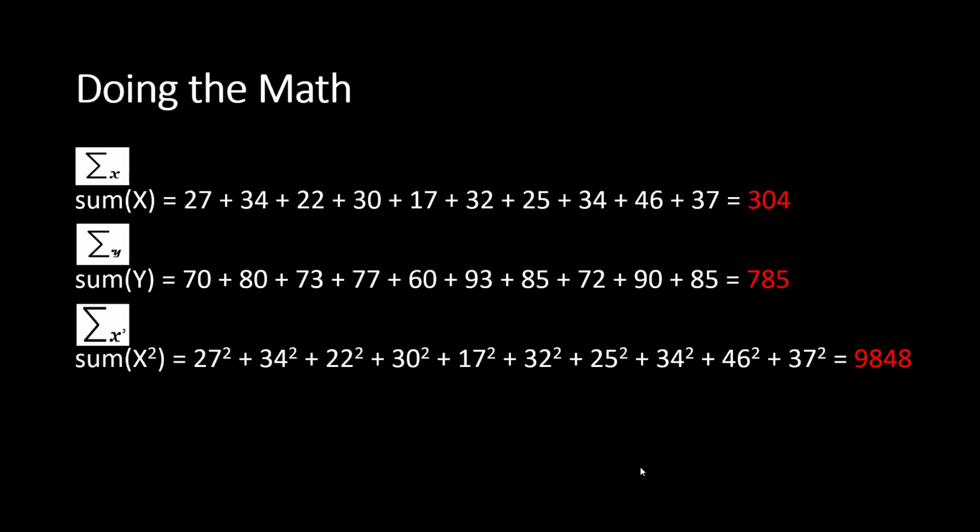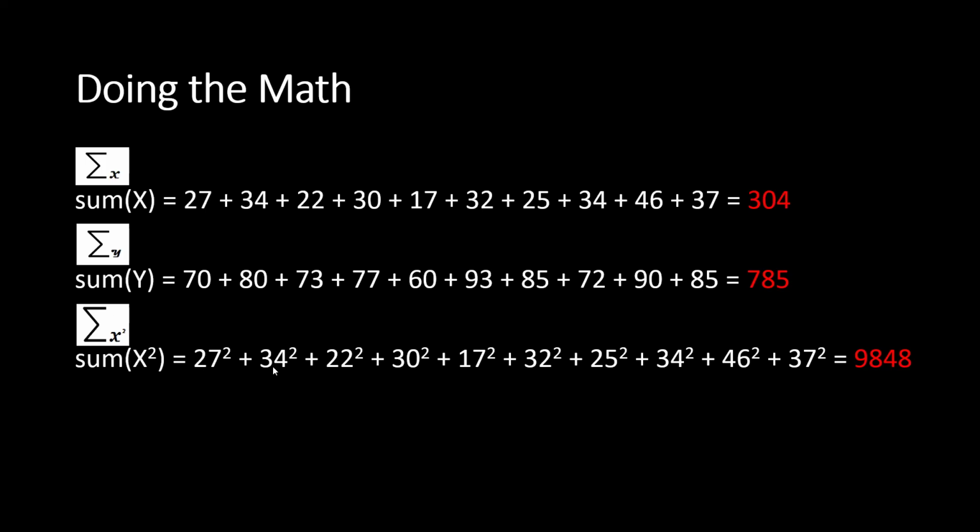And what that is, we need to find the sum of all the values of x, all the observational values of x. We're going to sum those together. So that's sigma x. We're going to sum all the values of y, all the observational values of y. We're going to sum those. That's sigma y. And then we need to find sigma x squared.